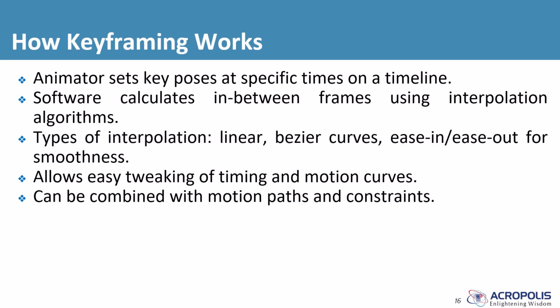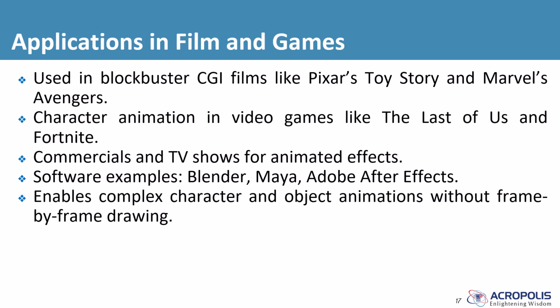How does keyframing work? The animator sets key poses at specific times on a timeline. Software calculates in-between frames using interpolation algorithms. It allows easy tweaking of timing and motion curves, and can be combined with motion paths and constraints. Applications in films and games: used in blockbuster CGI films like Pixar's Toy Story and Marvel's Avengers, character animation in video games like The Last of Us and Fortnite. Software examples are Blender, Maya, and Adobe After Effects.